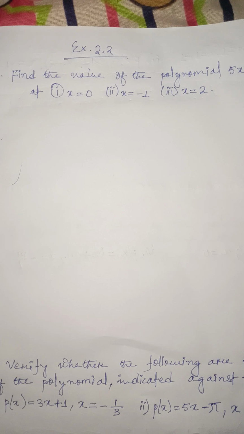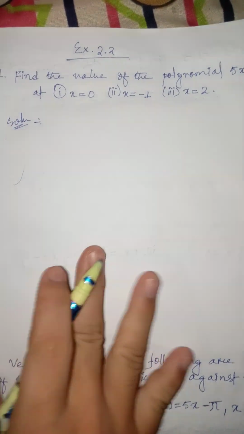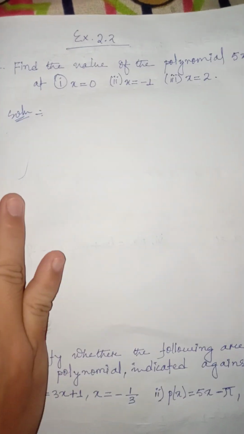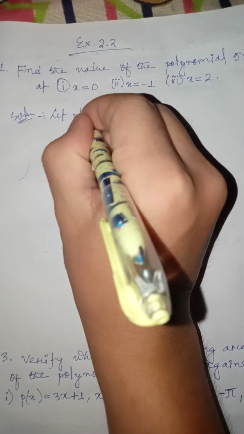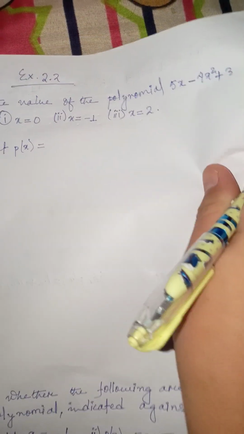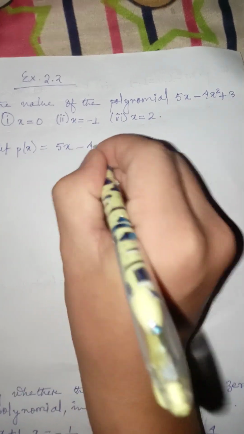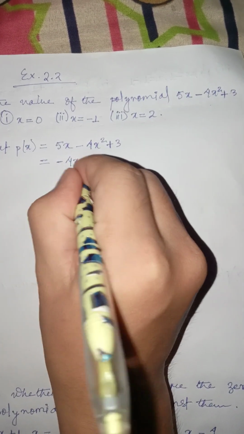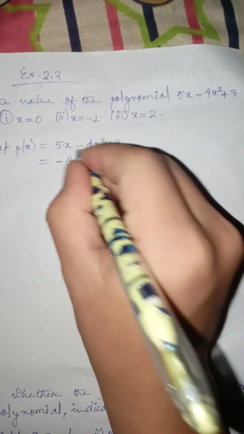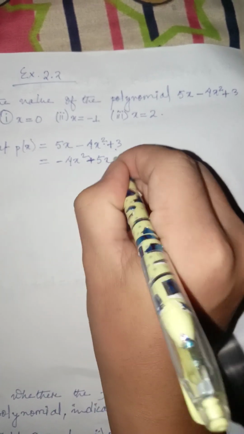Alright, then for our first problem, let us solve Roman number 1. Solution: let p of x equal to, what do we have? We have to take this one, 5x minus 4x squared plus 3. Just bring this one at the first, since there is the power of which is the highest in each of them. It will be 5x plus 3.